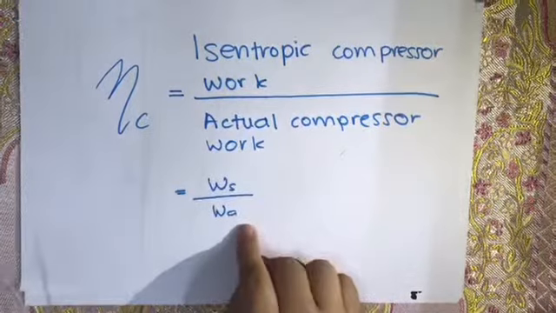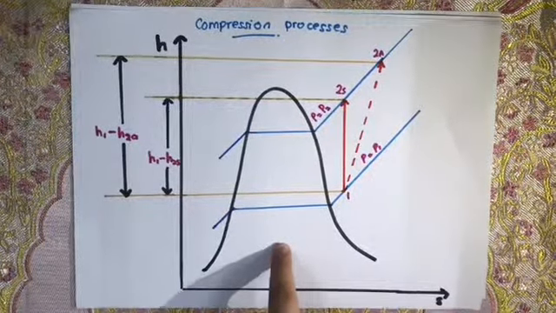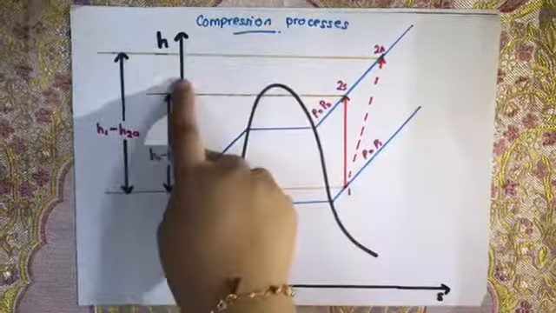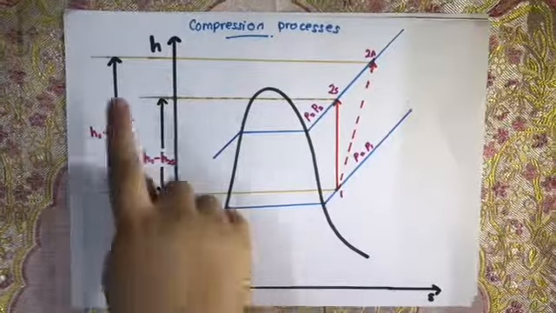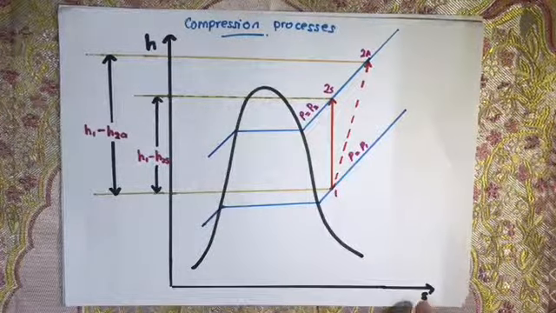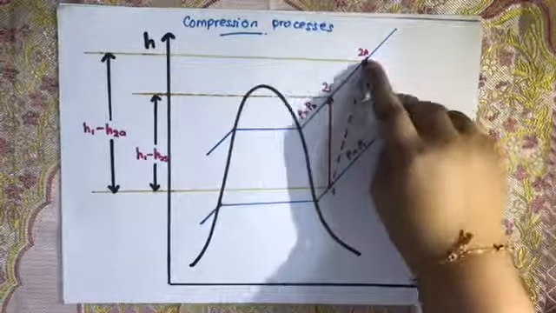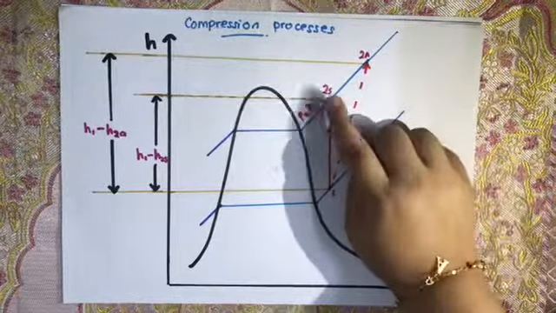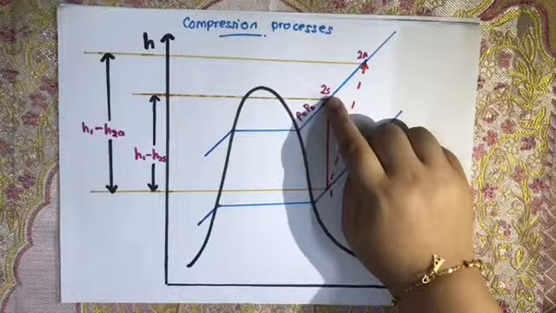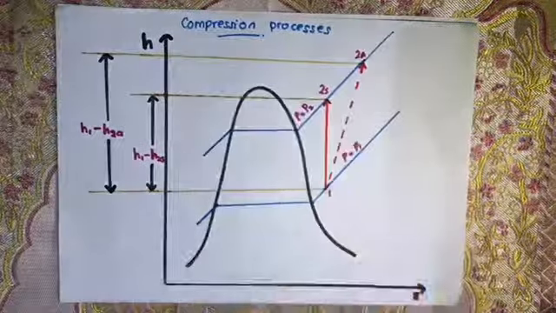The symbol for the isentropic compressor work is Ws, while the symbol for the actual compressor work is Wa. This graph shows the compression process, enthalpy against entropy. This one shows the isentropic process, and this one shows the actual process.